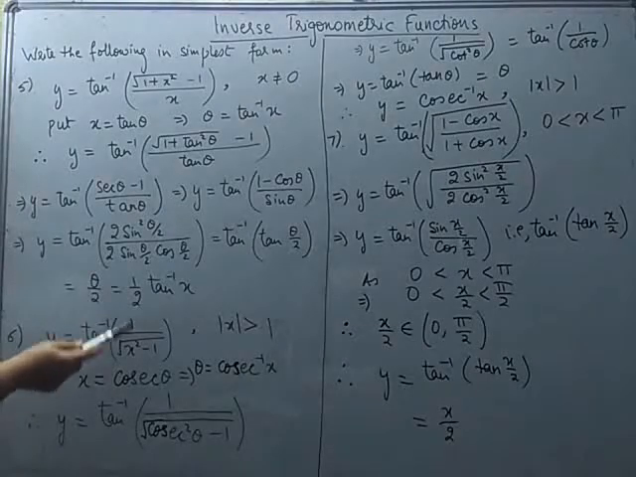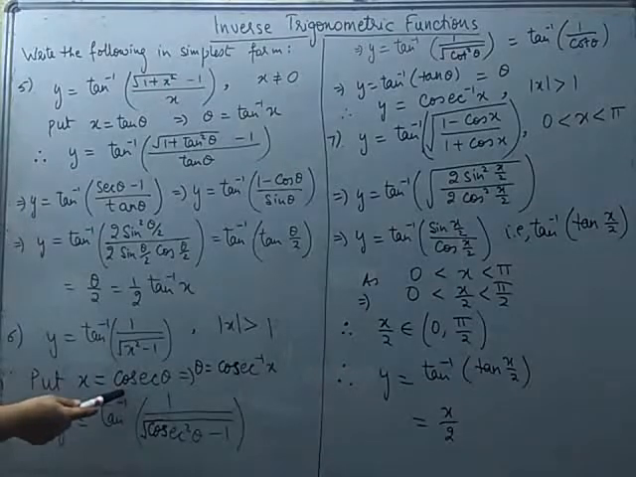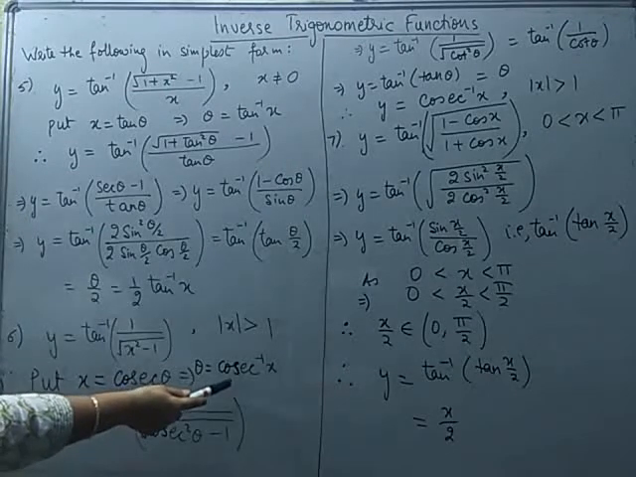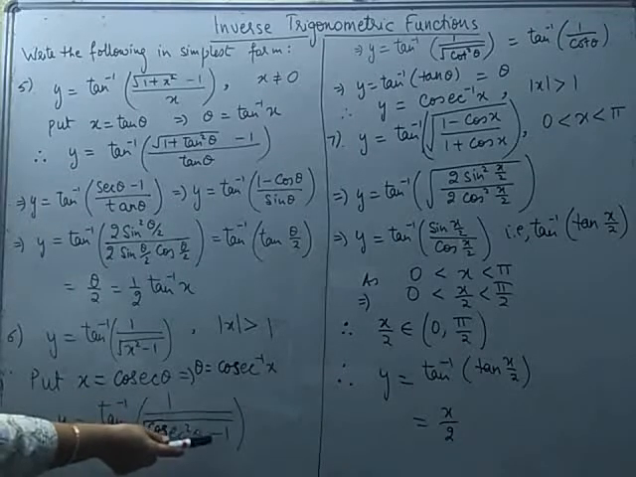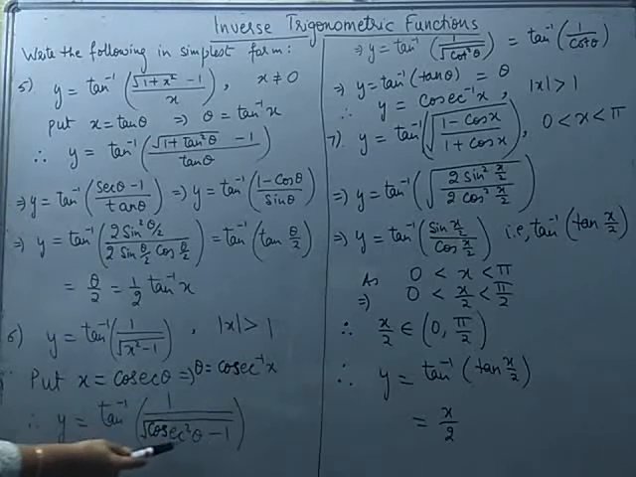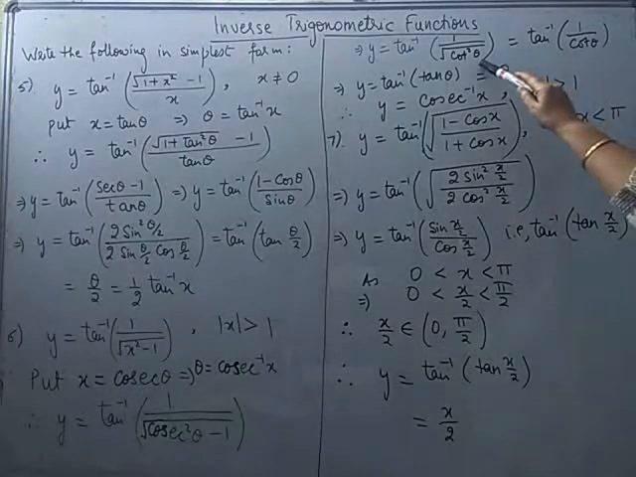Then see the sixth one. y is tan inverse of 1 over square root of x square minus 1. So again think of the three identities and use the suitable substitution. If I replace x by cosec theta, then theta will be cosec inverse x, and y is tan inverse of 1 over square root of cosec square theta minus 1. Cosec square theta minus 1 is equal to cot square theta. So y is now tan inverse of 1 over square root of cot square theta.